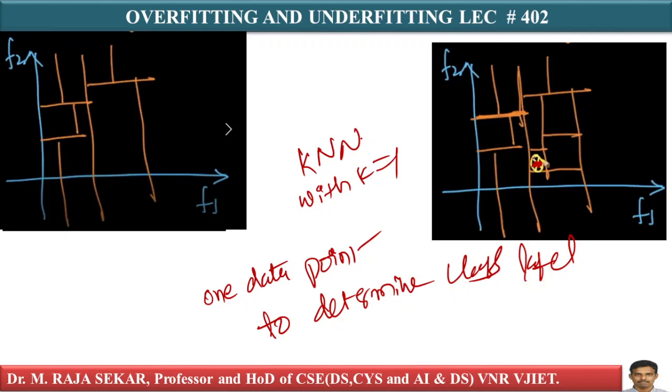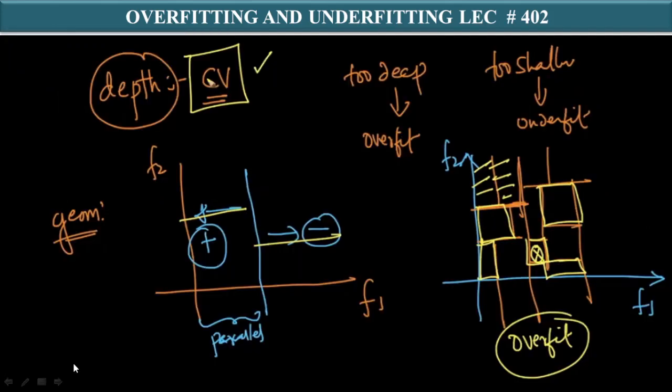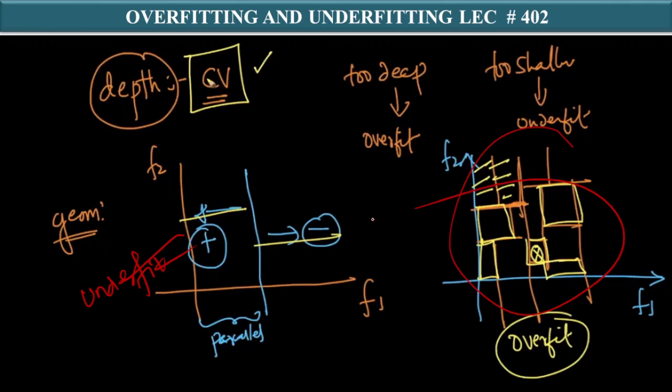Overfitting also increases. So geometrically speaking, an underfit decision tree is basically where you have very few hypercubes. Just see this one, this is underfit, isn't it? What about this? This is overfit, isn't it? An overfit one is where you have lots of hypercubes or hypercuboids, and hence you are going to overfit.